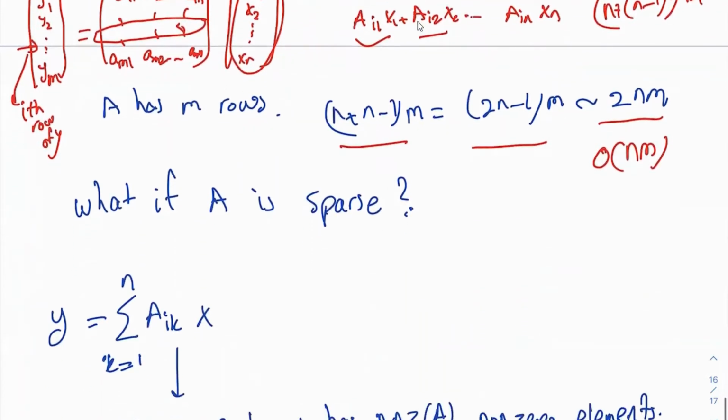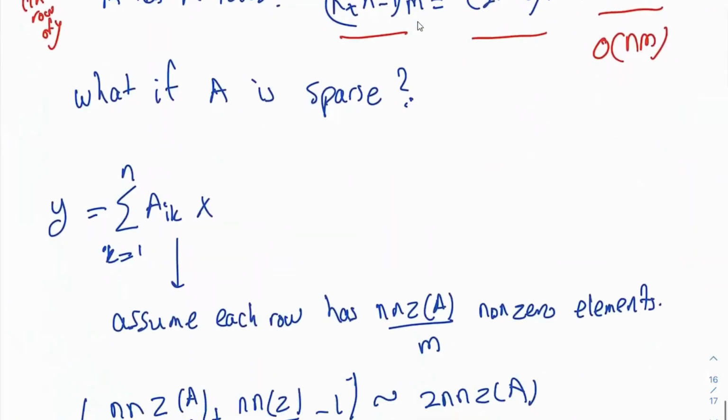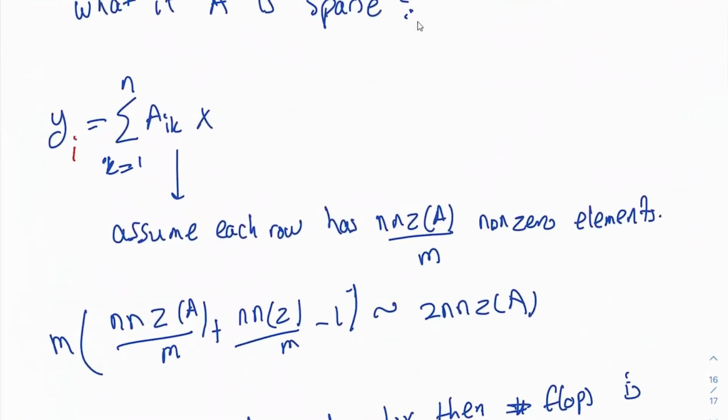Now, what if A is sparse? Then in that case, one way to look at this, again, write this definition: yi is equal to the dot product of the ith row of A and the column vector x. Now, for sparsity, we have a number of non-zero elements because most of the entries are zero. Assume A in general has nnz(A) non-zero elements.